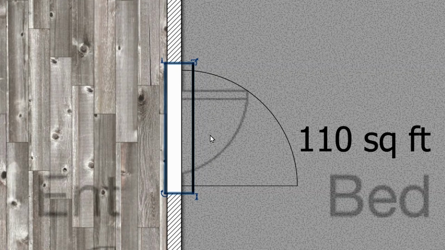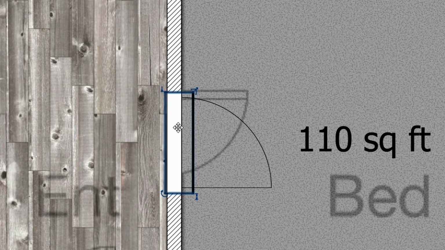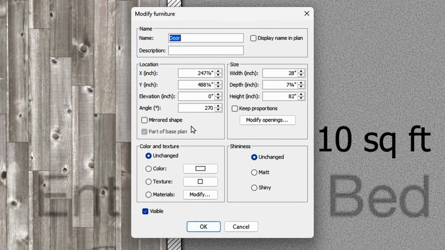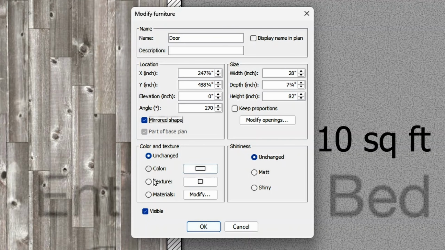If you want to modify your door, you can use these corner handles. Just click and hold them with the left mouse button. But you can also double click it with the left mouse button. And in this dialog box, you can set the precise dimensions, and you can also mirror the door if you want. In this section, you can apply colors and textures to it. After the changes, just click OK.